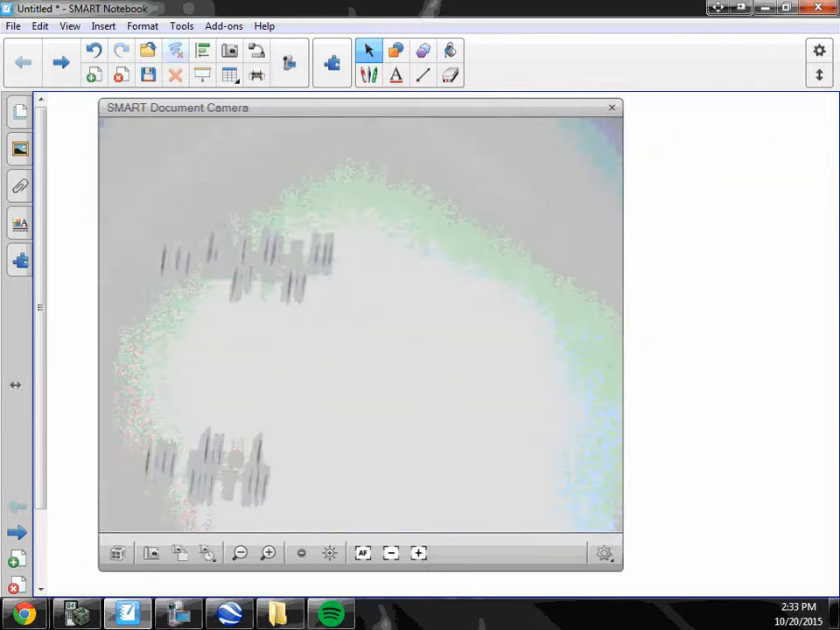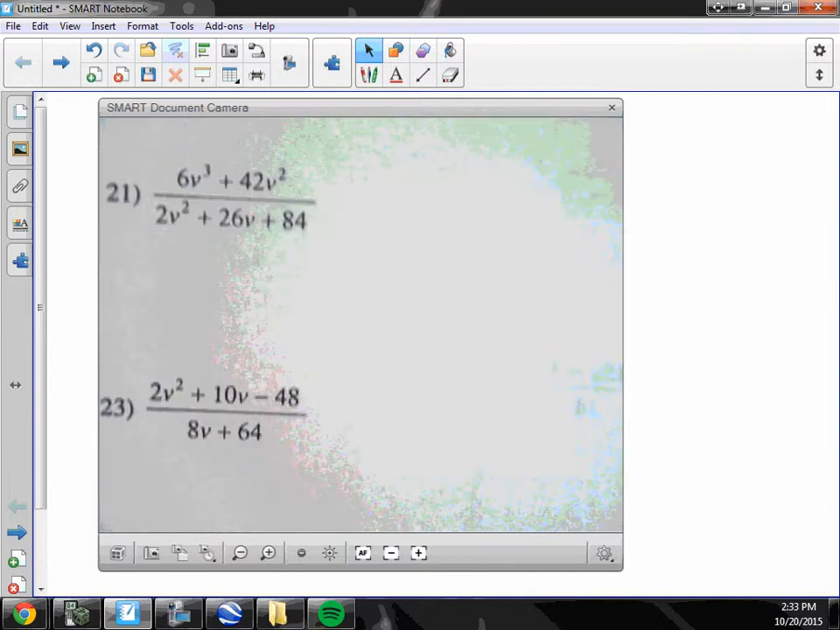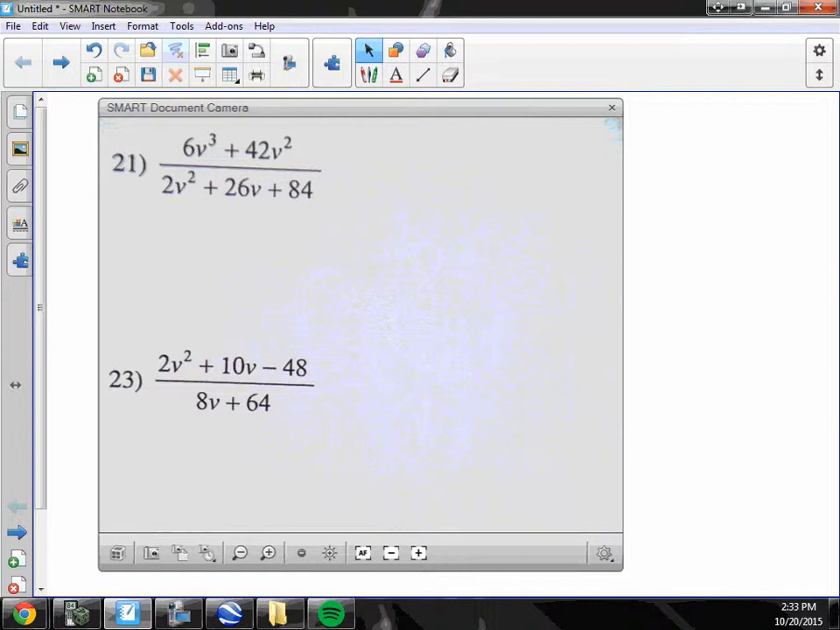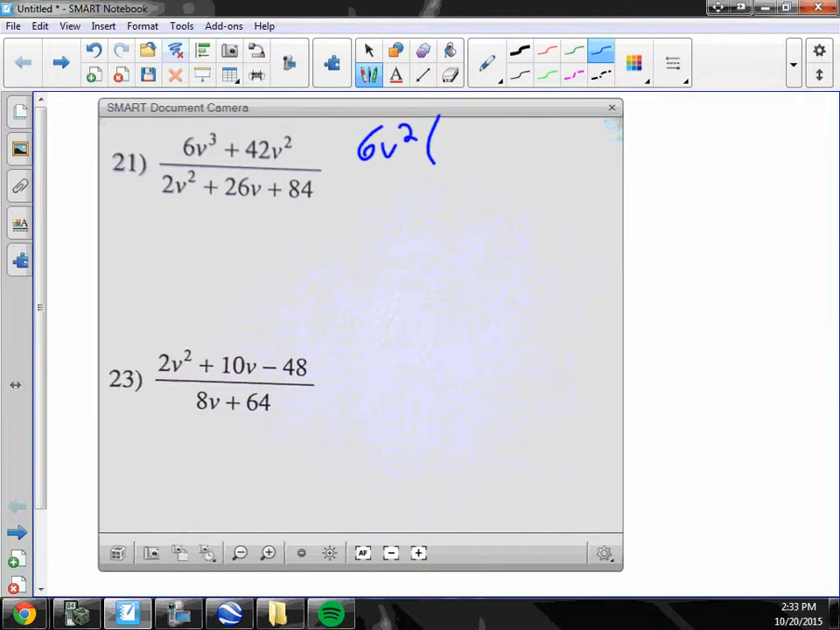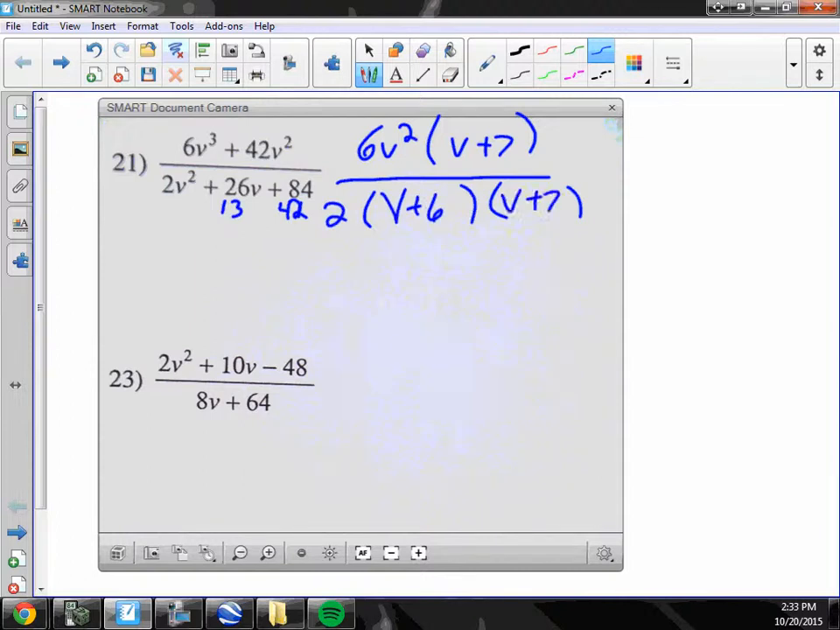Sometimes you'll run into something a little bit more difficult, like number 21. So on top, we pull out a 6v squared, and we're left with v plus 7. And on bottom, we pull out a 2, and that gives me a 13 and a 42. Are there factors of 42 that add to be 13? 6 and 7. So v plus 6 and v plus 7. So this cancels.